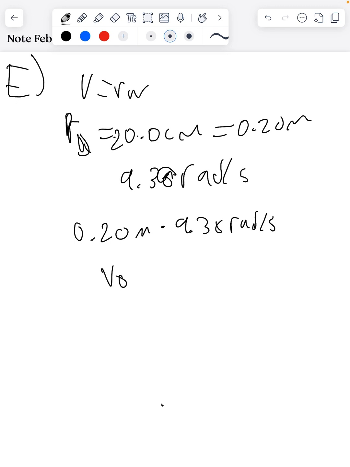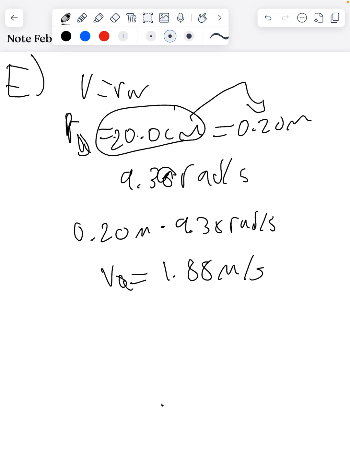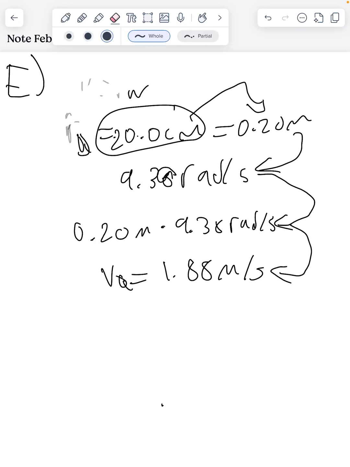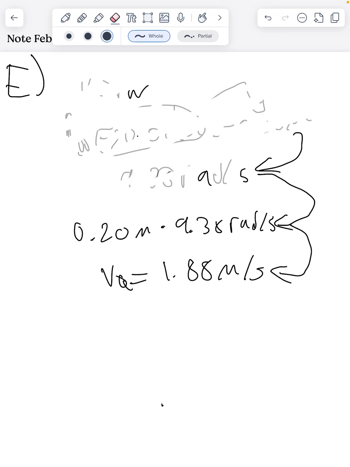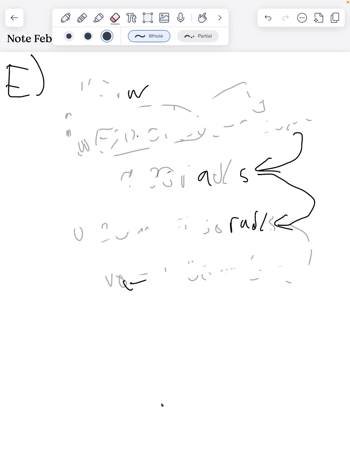And that will mean that equals 1.88 meters per second. All of this is given to us. We just converted it into meters. And then we used this from the previous problem, multiplied it, and that's how we found our speed. Very simple. We already did all the hard work in part D, and now we just gotta finish it out.